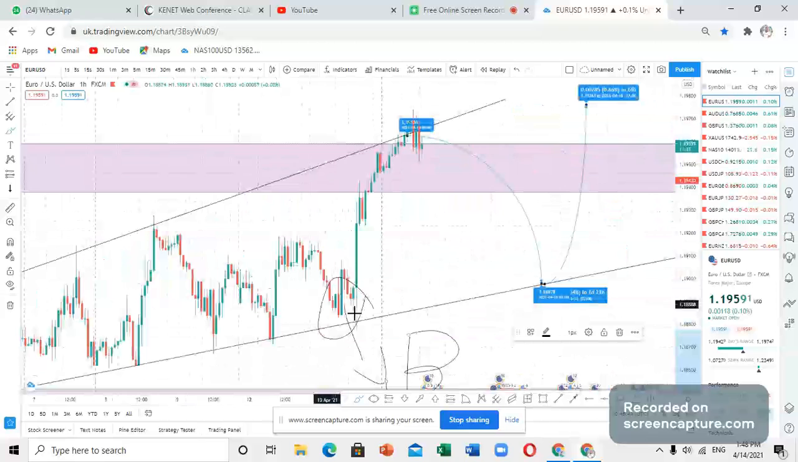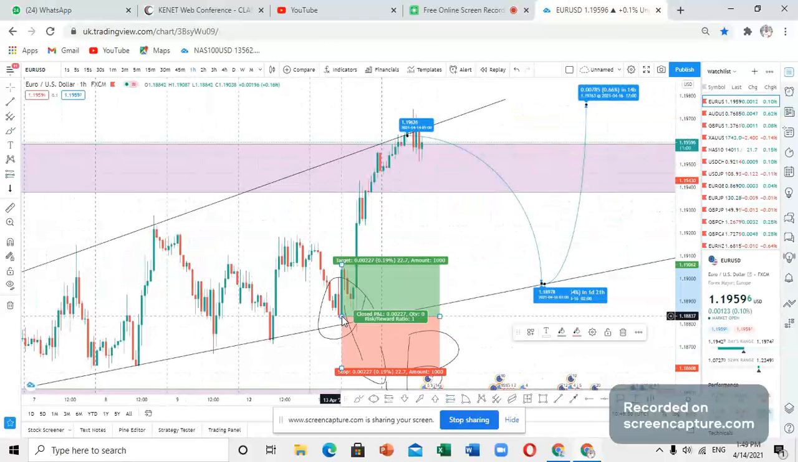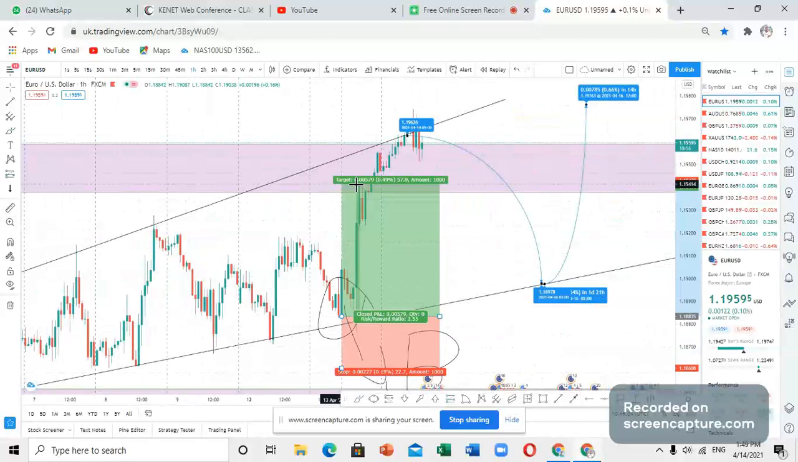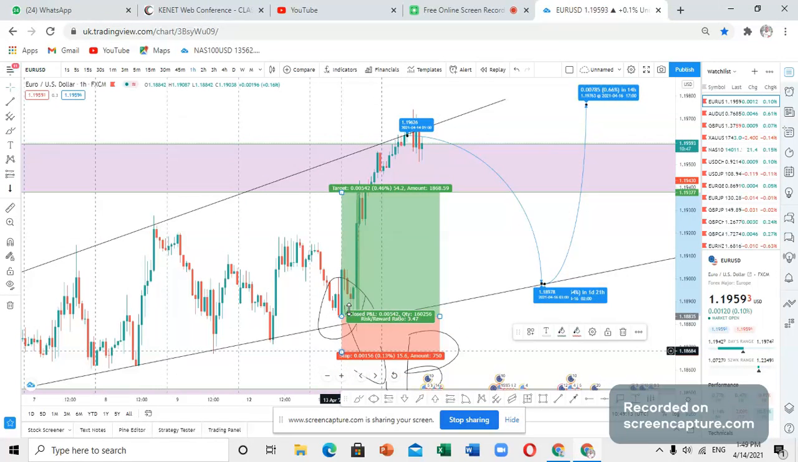Yesterday we took a trade at point B, and we took a buy position at that point. Our target was for the market to reach that position, which it did by yesterday at around 4, and it went up to touch the trend line above.